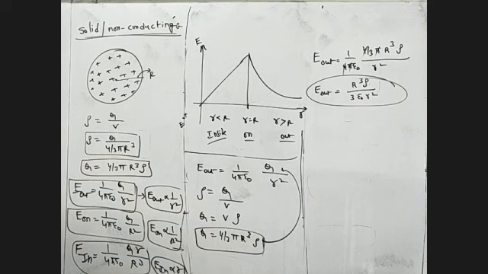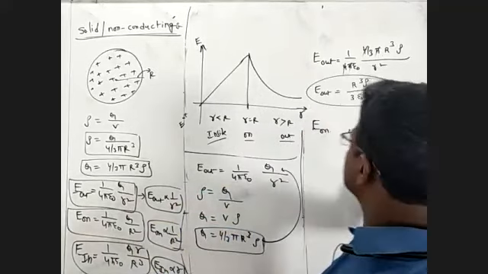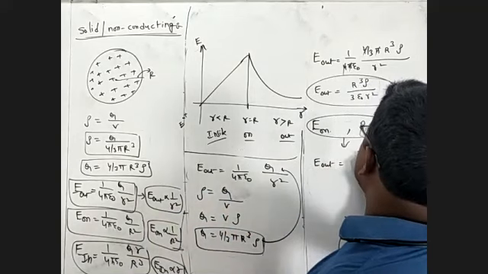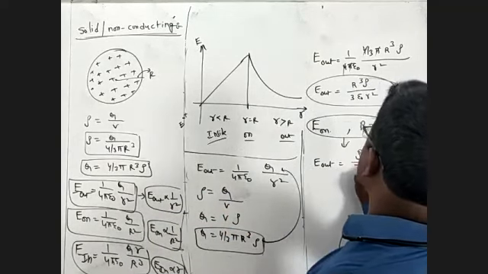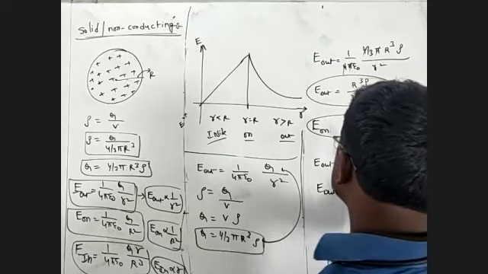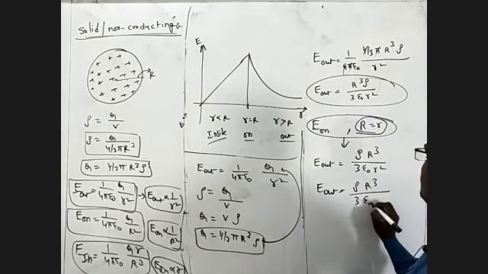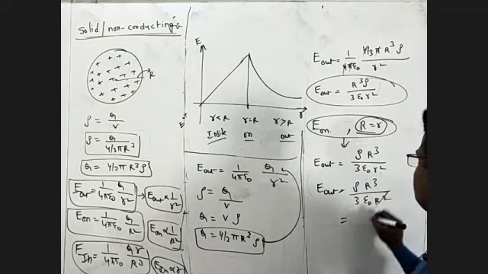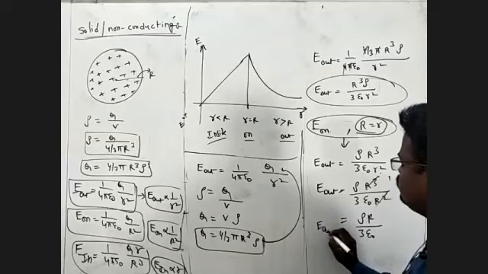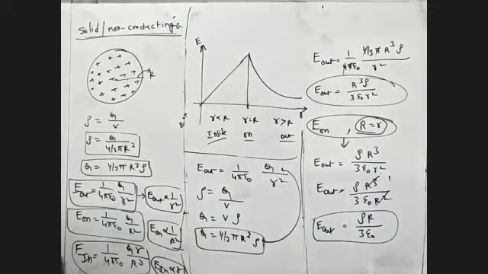Next, E on. The condition is capital R is equal to small r. E out is equal to rho R cube by 3 epsilon naught r square, and putting r equal to R, the square cancels. So E on is rho R by 3 epsilon naught. That is the E on value.